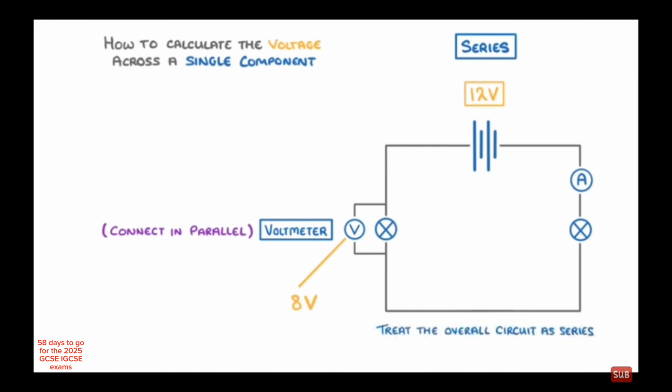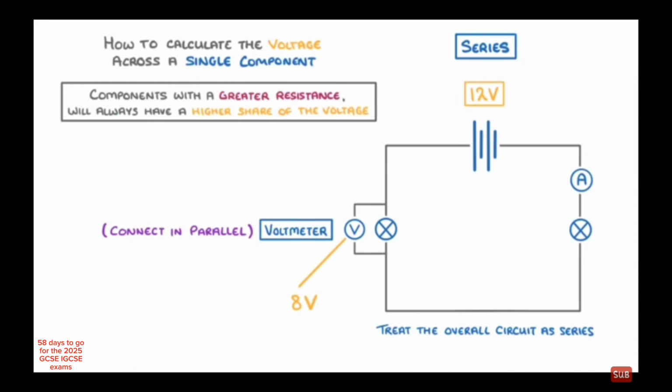As a final point, it's good to remember that due to Ohm's law, those components with a greater resistance will always have a higher share of the voltage. You can think of this in terms of more force being required to push the charge through the areas of highest resistance. This is why our 4 ohm resistor had 8 volts of the overall potential difference, but our 2 ohm resistor only got 4 volts.